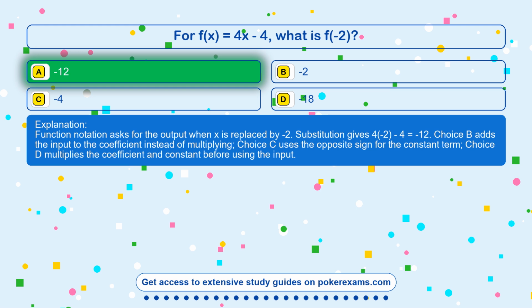Choice B adds the input to the coefficient instead of multiplying, choice C uses the opposite sign for the constant term, choice D multiplies the coefficient and constant before using the input.